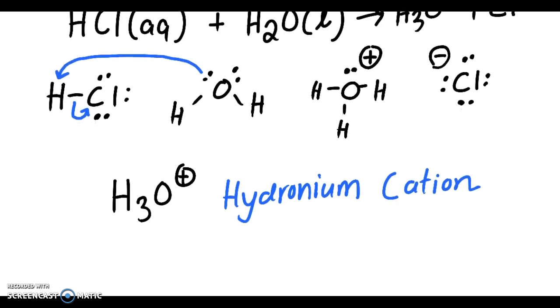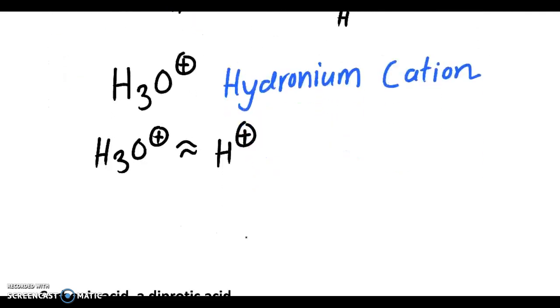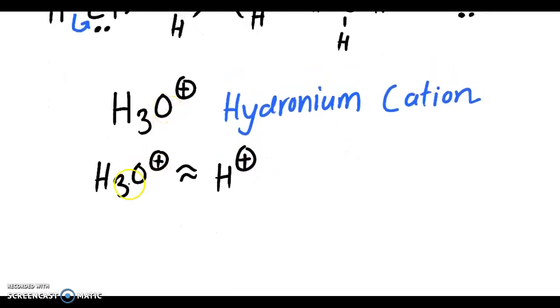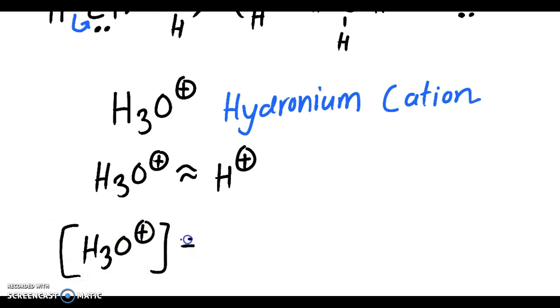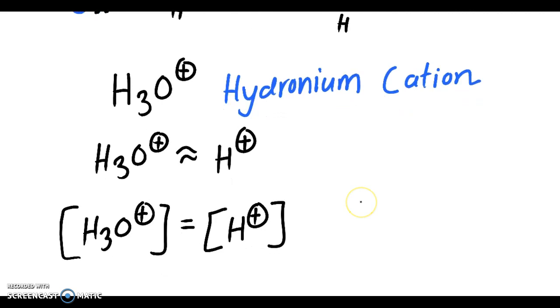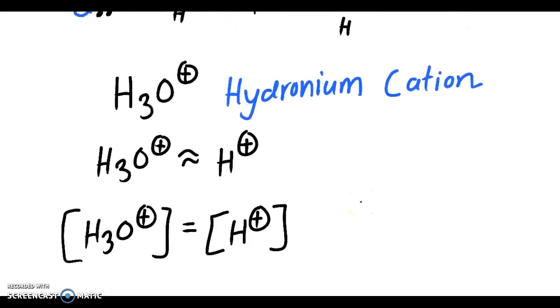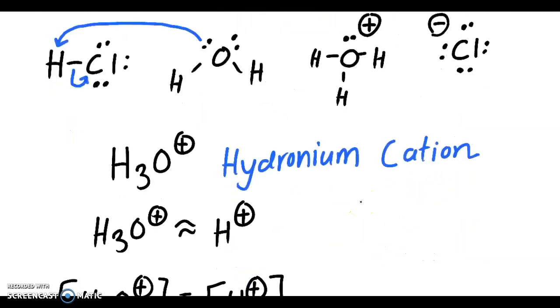Hydronium cation. And for our purposes, this is going to be equivalent to a proton. So for example, if you're ever looking for the concentration of hydronium, you can just think of it as looking for the concentration of these protons. Okay, so I gave you a very strong acid, HCl.